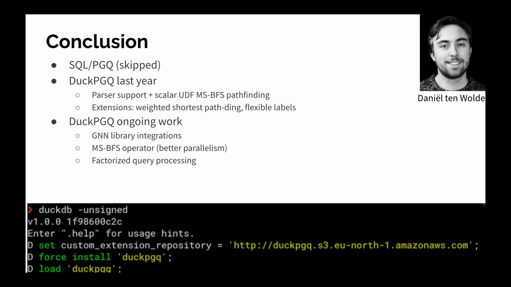So I'm probably over time. Because I did not skip DuckPGQ, I gave you a very, very quick overview of that. I talked a bit about DuckPGQ as it was released last year and described in the CIDR 2023 paper, which added parser support and had this scalar UDF approach. Some extensions, and I talked about the ongoing work, the GNN library support, better parallelism, fine-grained parallelism, and factorized query processing. We have not released that yet.